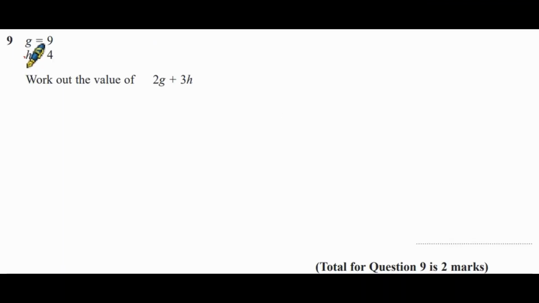For question 9, we are being given the value of two letters. So we're told that G is 9 and we're told that H equals 4. So it says work out the value of 2G plus 3H. Well, 2G means 2 times G, so that is 2 times 9.